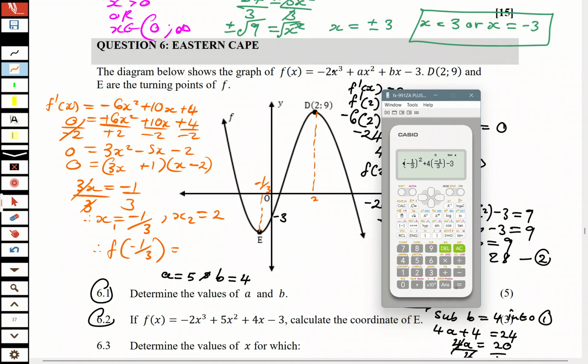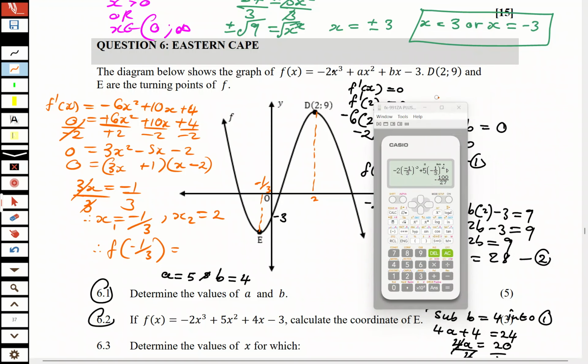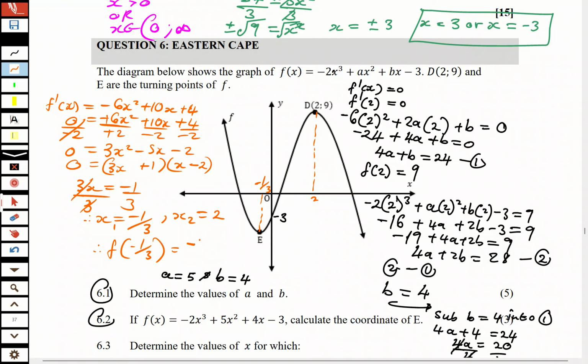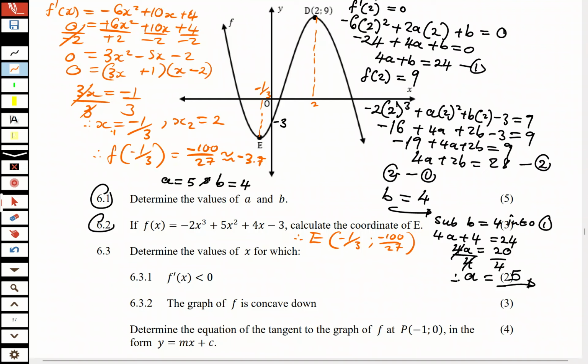So let's see, we must have a negative y value. And the -100 over 27, I think, is the same as -3.7. So the answer is -100 all over 27, which is approximately -3.7. So therefore, your e is -1 all over 3. The y value is -100 all over 27, or you can simply say -3.7 there.